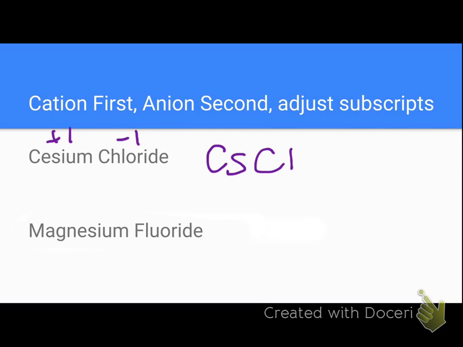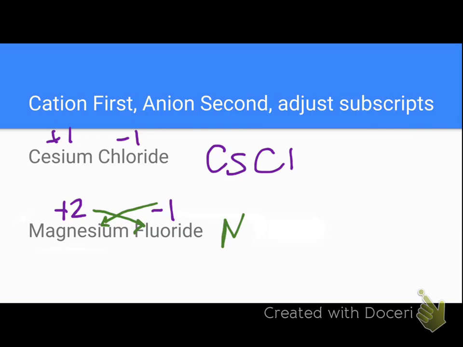Now you are going to have situations that come up where your charges are not going to cancel. So let's see how we handle that. Magnesium, I know, has a +2 charge. Fluoride, I know, has a -1. So I have to do something here to help get my charges to cancel. I'm going to call this crossing my charges. I'm going to give my 2 to the fluoride and I'm going to give my 1 to the magnesium. Now look and see what happens.